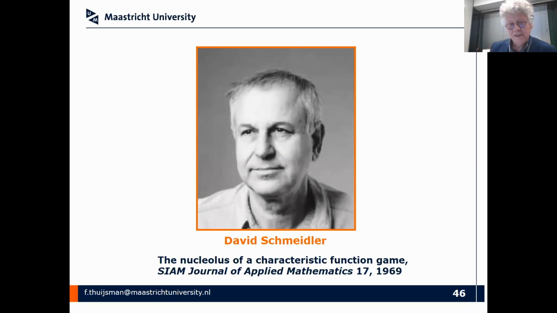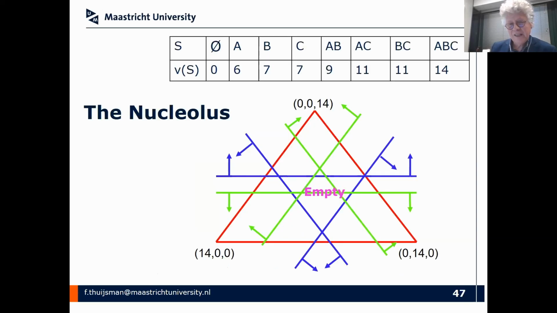So the nucleolus is based on a different fairness principle. So here's the story. We start again with the same situation. We see that all these parties, A, B, C, AB, AC, and BC, they all have their claims. The one-person parties have claims being on the left or the right or the top side of one of the blue lines. The 2-player parties have claims that say, we want to be on this side of the green line.